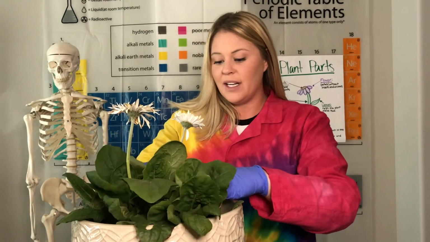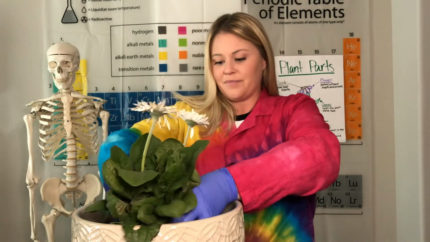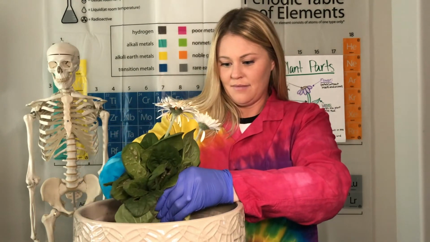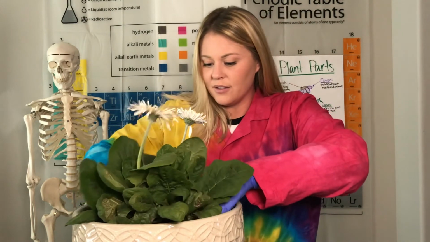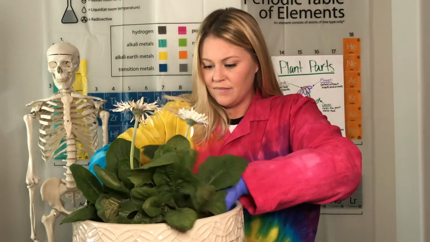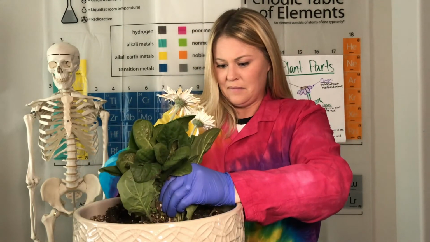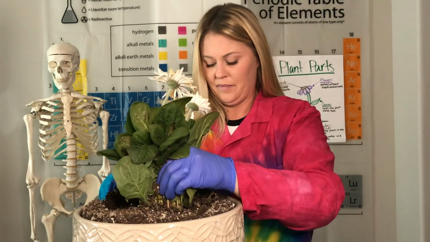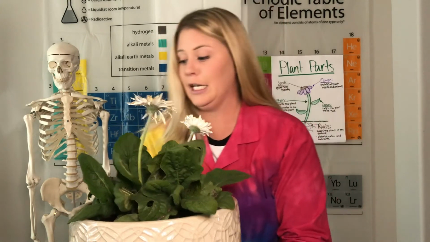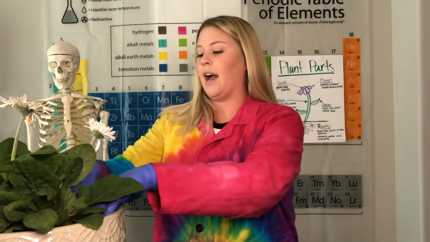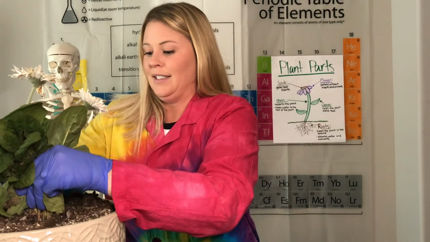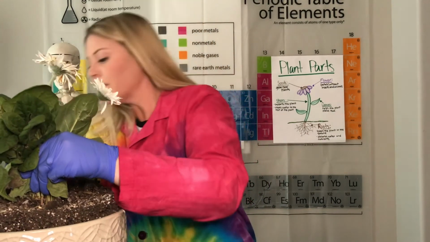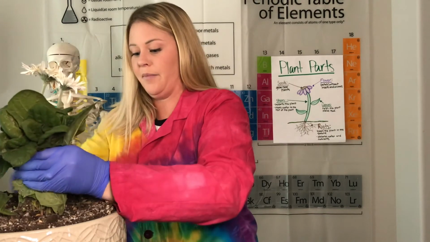So what we're gonna do is we're gonna take this Gerber daisy out of the dirt. Dig around a little bit to loosen it up. It's just wanting to bring the whole thing out. So let's move it over. I have a garbage bag below me, so that way the dirt can spill over on the garbage bag.